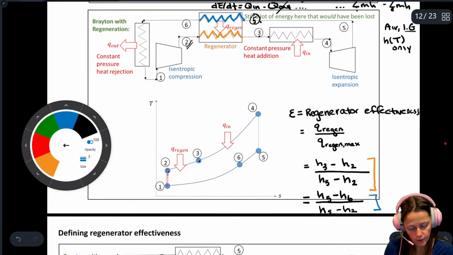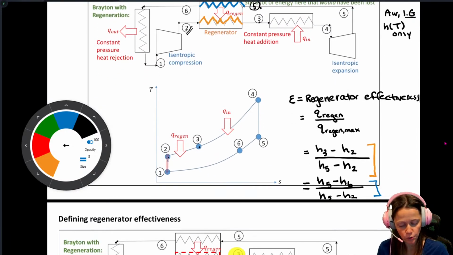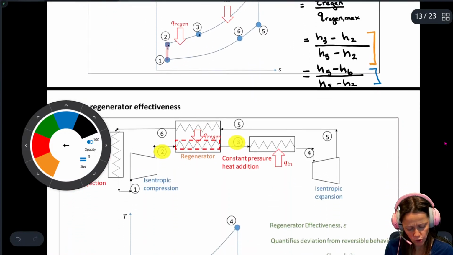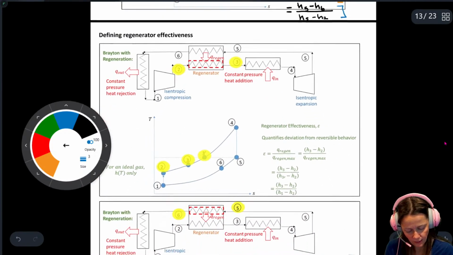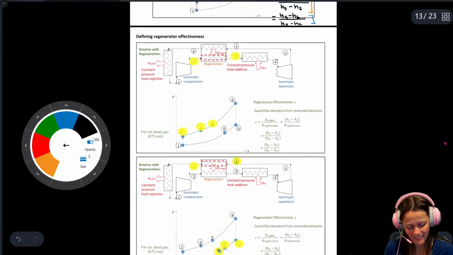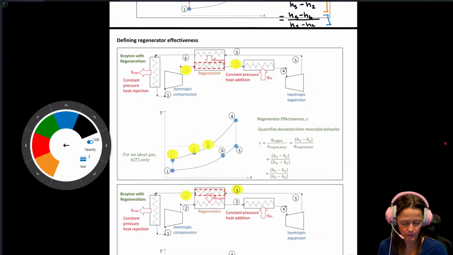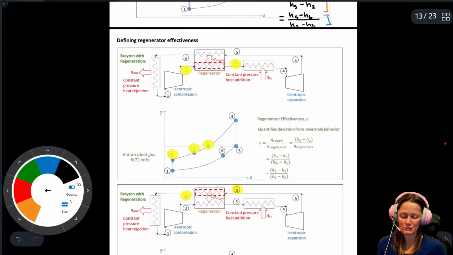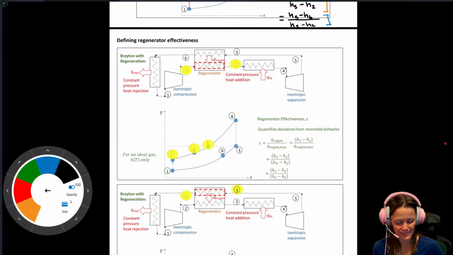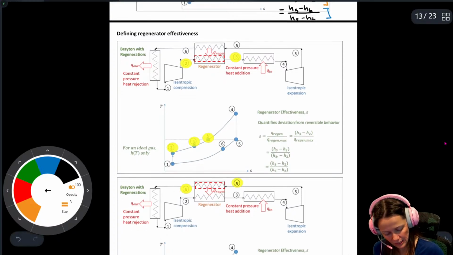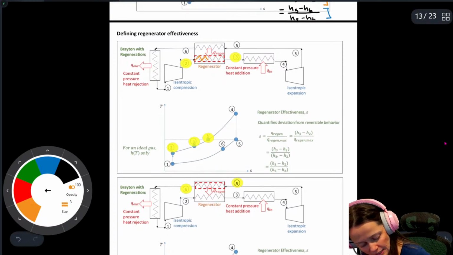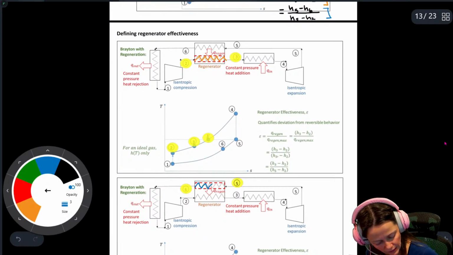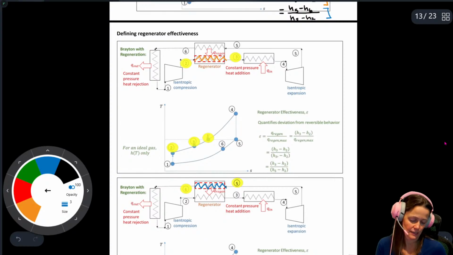All right, so that's my definition for the regenerator effectiveness, which I just did. It's down there. We've already gone over it, but it's there if you'd like. This is defining it from that little squiggly, and this is defining it from this little squiggly.